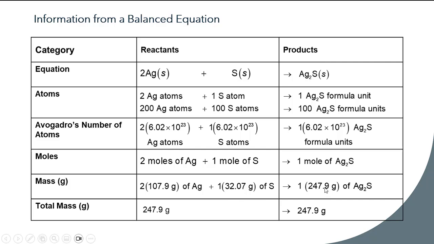What if I only need half a mole? What if I don't need a whole mole? Well, then I just need to divide everything by 2 on this side. So I need 1 mole of silver and half a mole of sulfur, and that should give me half a mole of silver sulfide. Hopefully you get how this scaling up and scaling down works in terms of chemistry.